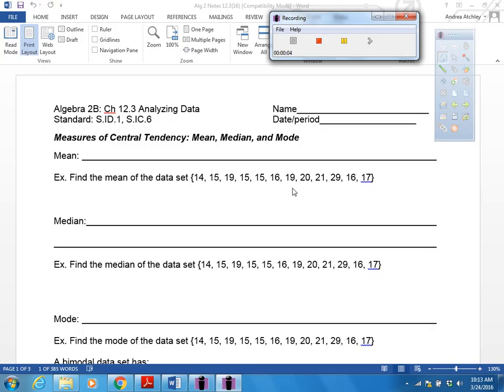You add and divide. The median is the one in the middle of the line. The mode is the one you see most of the time. Mean, median, mode. Mean, median, mode.